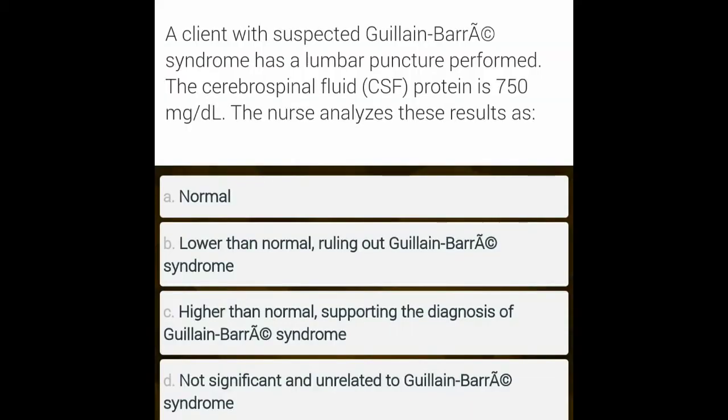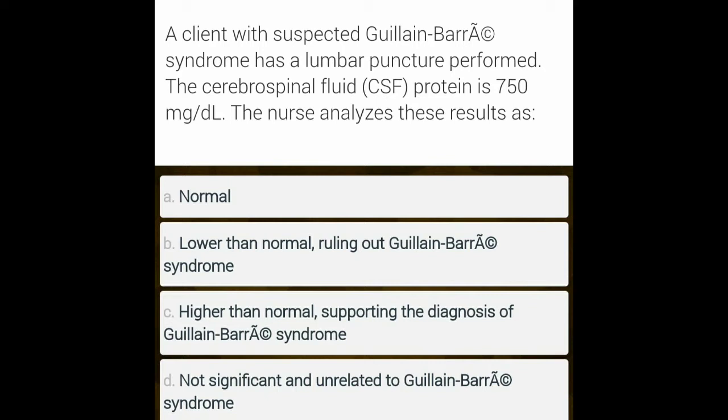Okay, the next question. The client with suspected Guillain-Barré syndrome has a lumbar puncture performed. The cerebrospinal fluid CSF protein is 750 mg per dL. The nurse analyzes these results as: first option, normal. Second, lower than normal, ruling out Guillain-Barré syndrome. Third, higher than normal, supporting the diagnosis of GB syndrome. Fourth, not significant and unrelated to GB syndrome.